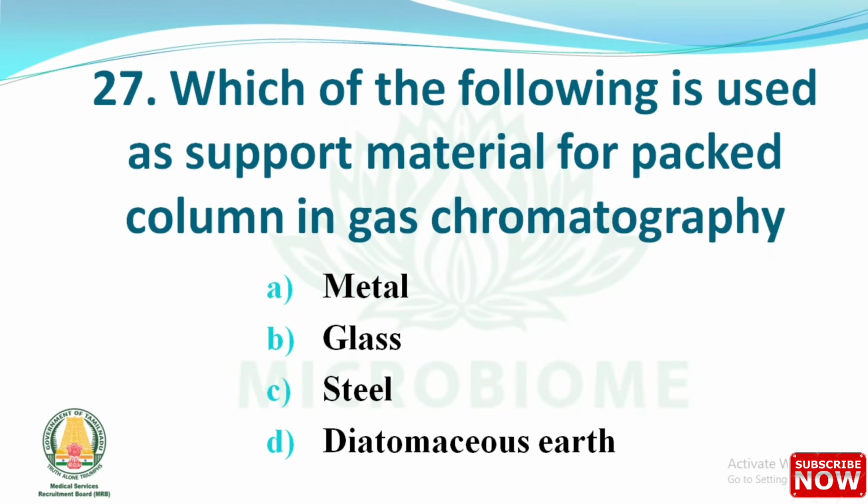And next question, which of the following is used as support material for packed column in gas chromatography? The options are metal, glass, steel, diatomaceous earth. The right answer, option D, diatomaceous earth.